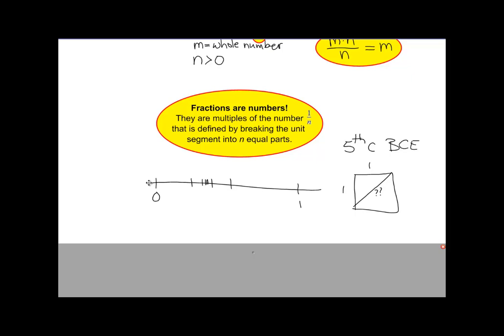These are called irrational numbers, and our study of them will have to wait for another day.